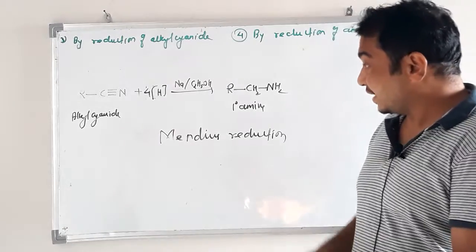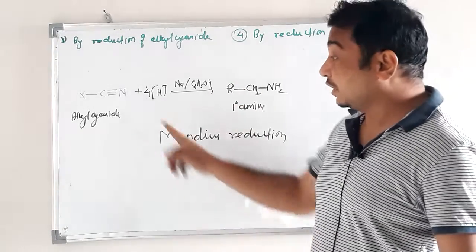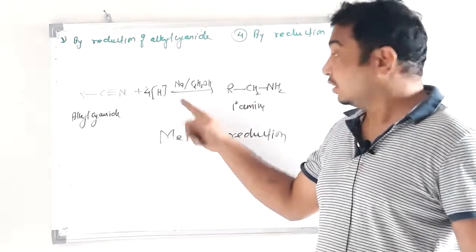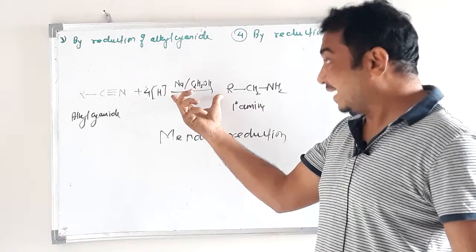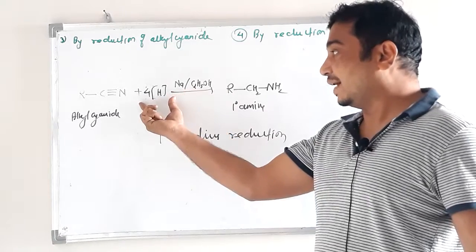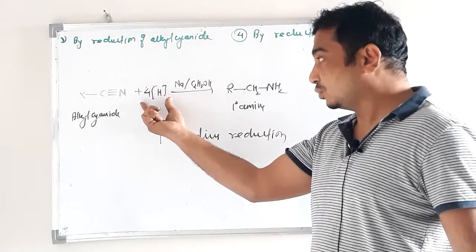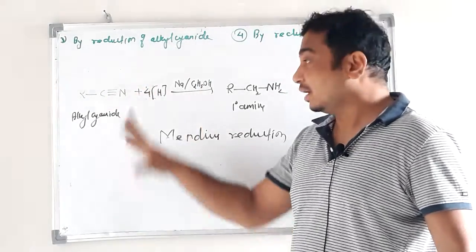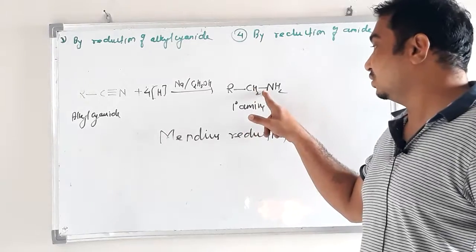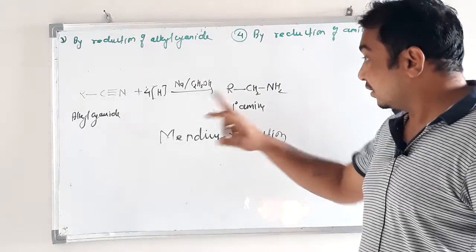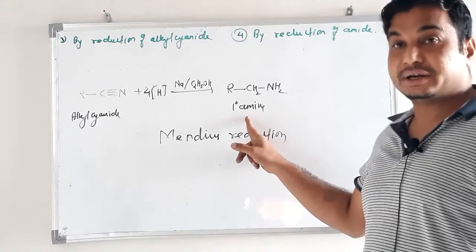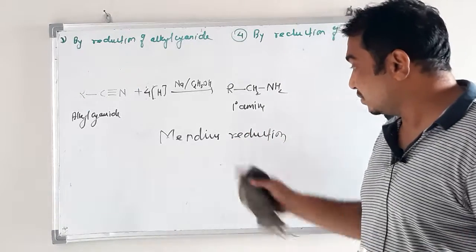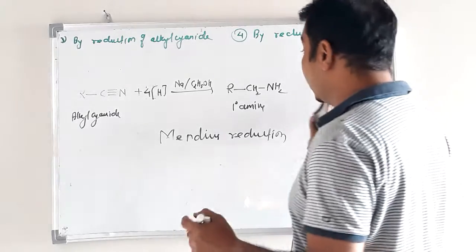In Mendius reduction, what we have to do? We have to treat alkyl cyanide with sodium and ethanol. Sodium and ethanol react together, which produces 4 free hydrogen, and these 4 free hydrogen get added across the carbon nitrogen triple bond and convert it into a carbon nitrogen single bond, and alkyl cyanide gets converted into primary amine. So this is a very simple reaction, known as Mendius reduction, very important.